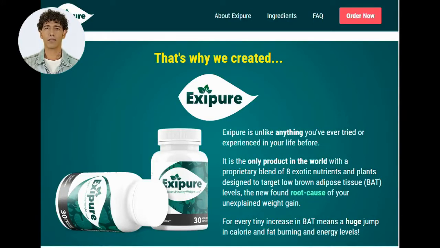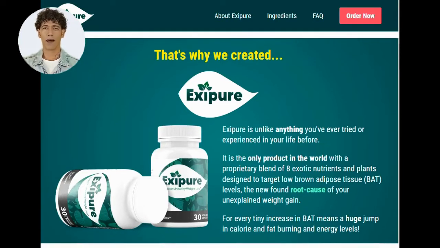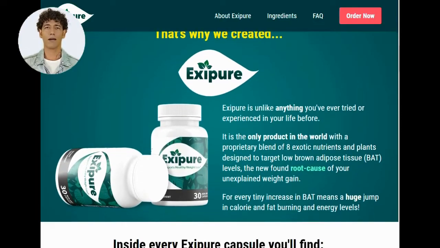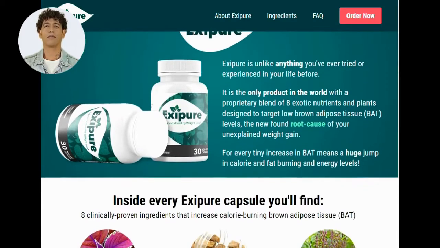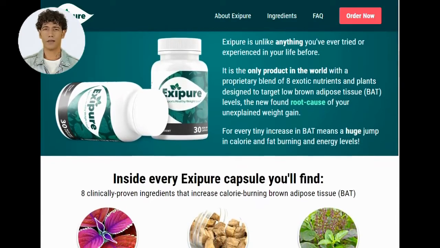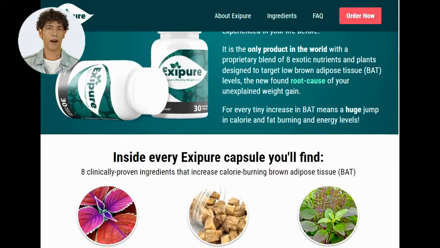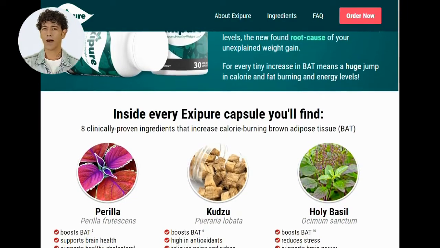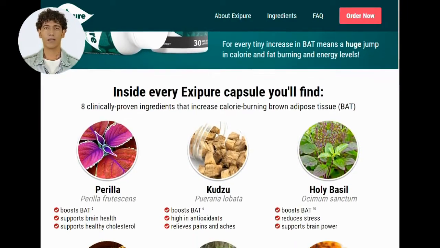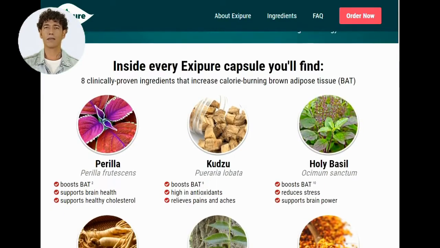Notice that Exipure is the only product in the world with a proprietary blend of 8 exotic nutrients and plants designed to target low brown adipose tissue, BAT, levels, the newfound root cause of your unexplained weight gain. For every tiny increase in BAT means a huge jump in calorie and fat burning and energy levels. Now, notice that each and every ingredient in Exipure indicates that it boosts BAT.